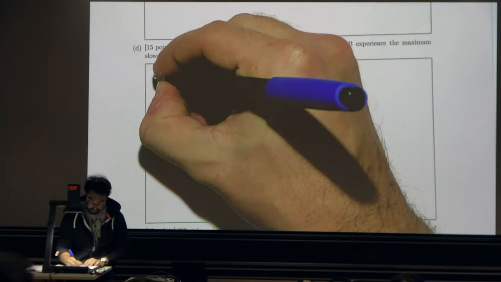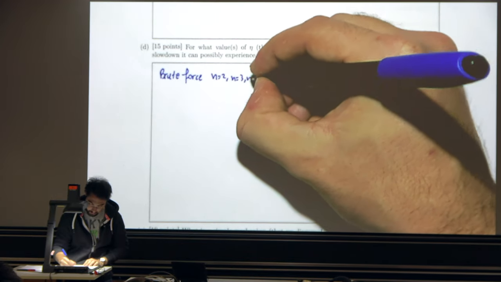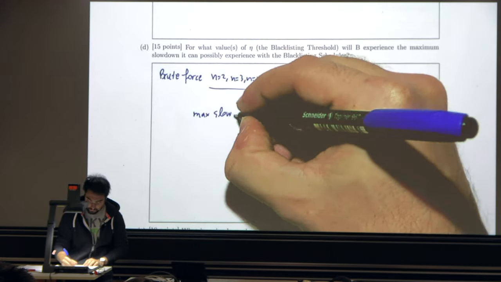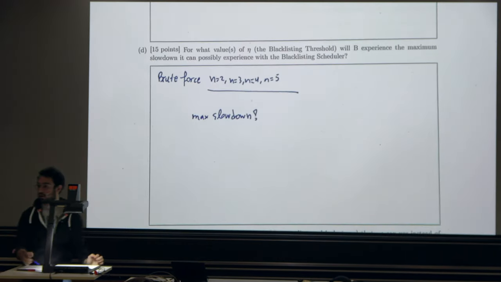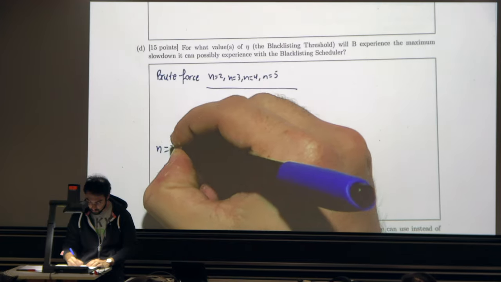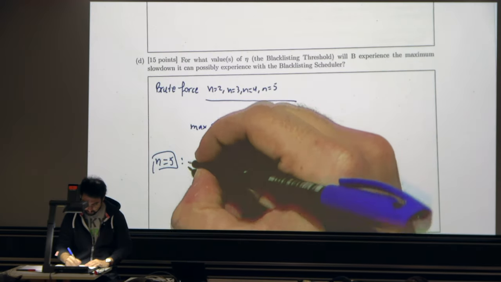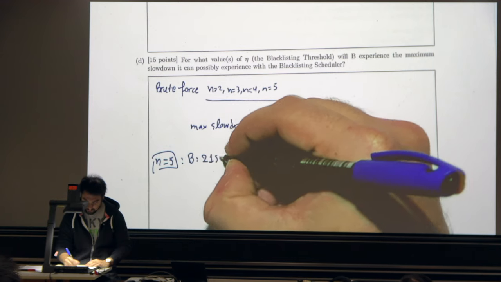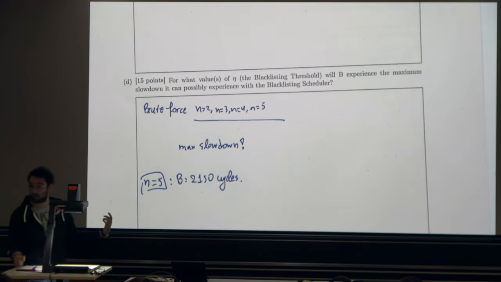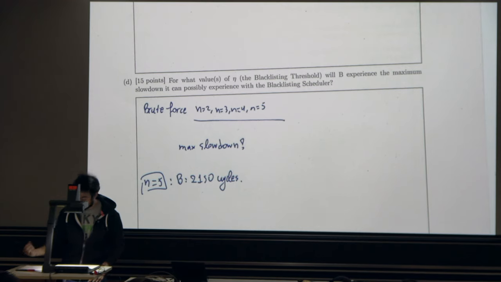So you need to brute force n equals 2, n equals 3, n equals 4, n equals 5 to see which of these numbers gives the maximum slowdown. Is this clear to everyone? So in this case it's n equals 5. If you execute with n equals 5, then you get the maximum slowdown for application B, that is 2150 cycles. Okay, so I think this is easy. If you answer part B correctly, this will be really easy. And then that's the last question.